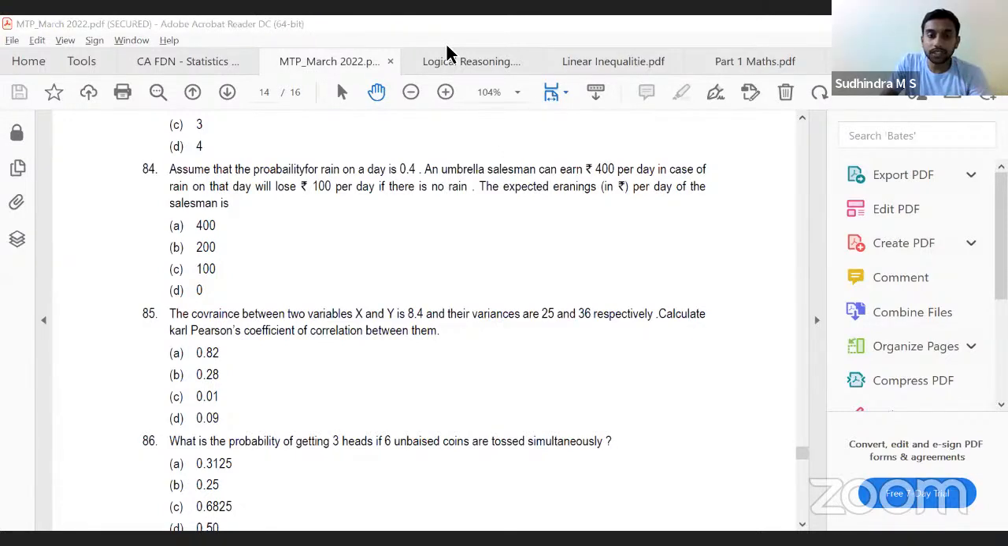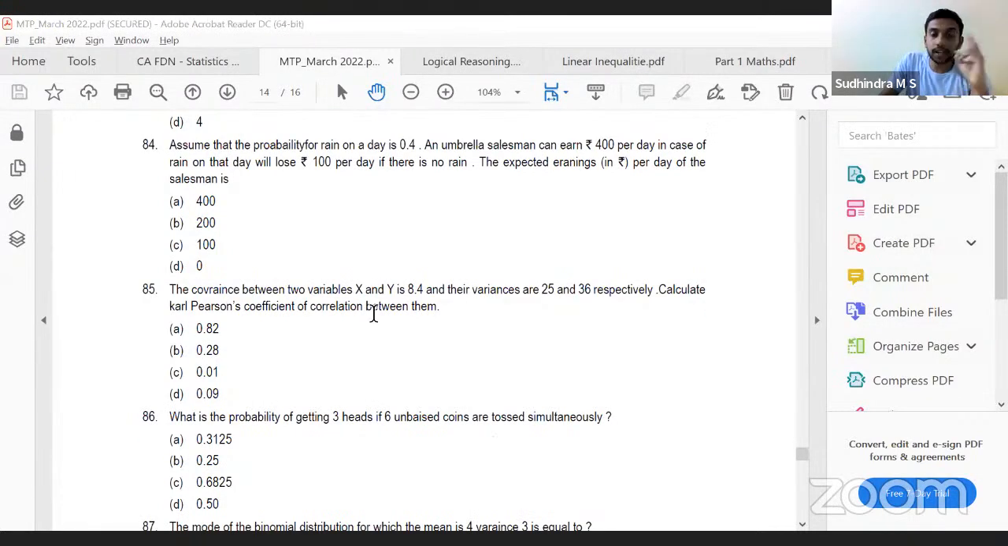A simple question. Covariance between two variables is 8.4. Variances are 25 and 36 respectively. Calculate Karl Pearson's coefficient of correlation between them. B, 0.28. Very good, 0.28.